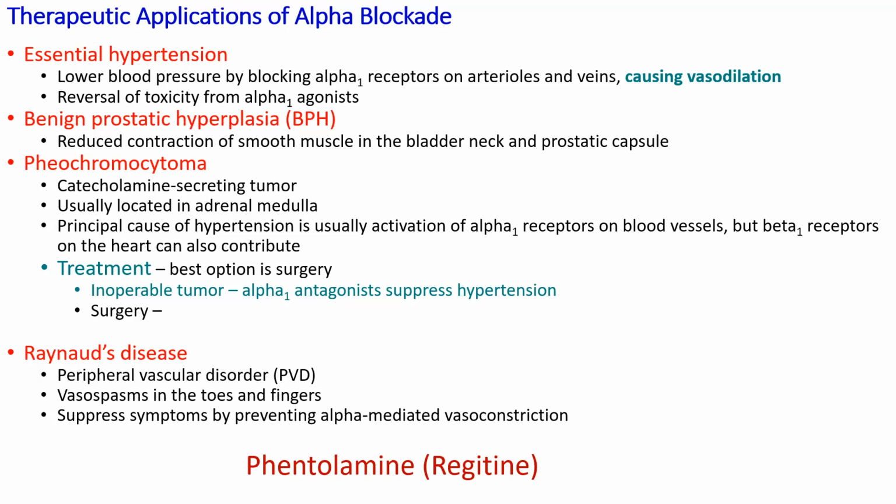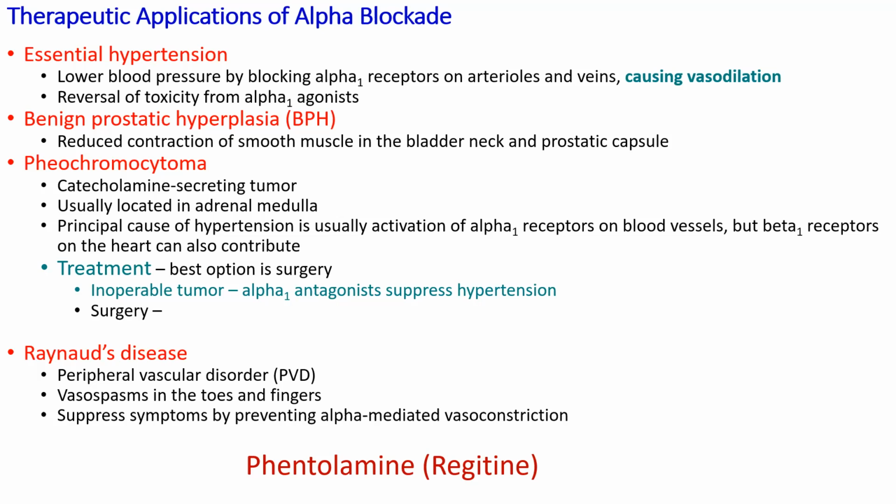Another application is Raynaud's disease, which is a peripheral vascular disorder. Now, Regitine or phentolamine is a non-selective alpha adrenergic antagonist, and it's usually used for the treatment of hypertension and hypertensive emergencies. It is also an effective drug for pheochromocytoma, and in patients with vasospasm of Raynaud's disease or frostbite. Phentolamine, Regitine, also is an effective drug for clonidine withdrawal syndrome.